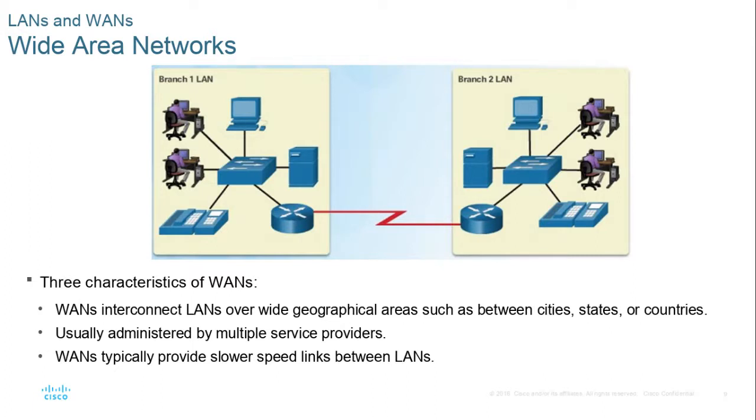Now, WANs typically provide slower link speeds between LANs, and these rules are starting to change. Back in the 90s, Ethernet was 10 megabit, and the fastest WAN connection you could get was like a T1, 1.5 megabit, about 7 times slower. However, these days, for example, in our junior college network, we have gigabit Ethernet to all the workstations in the student lab, in the Cisco lab. The connections between the different campuses are 10 gigabit. So actually, the WANs are now faster than the LANs.